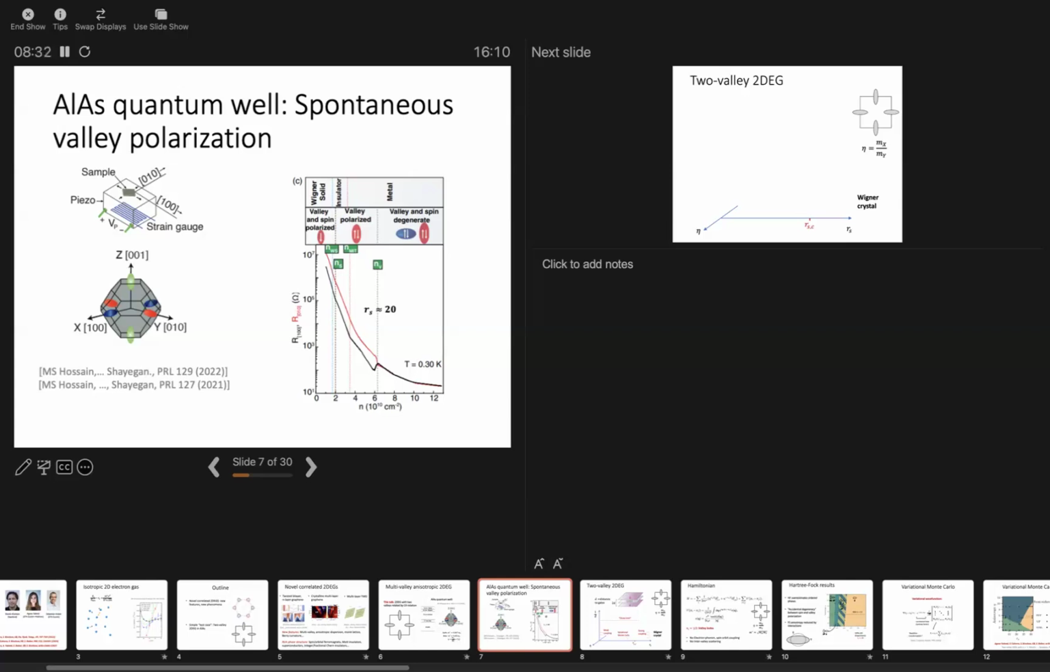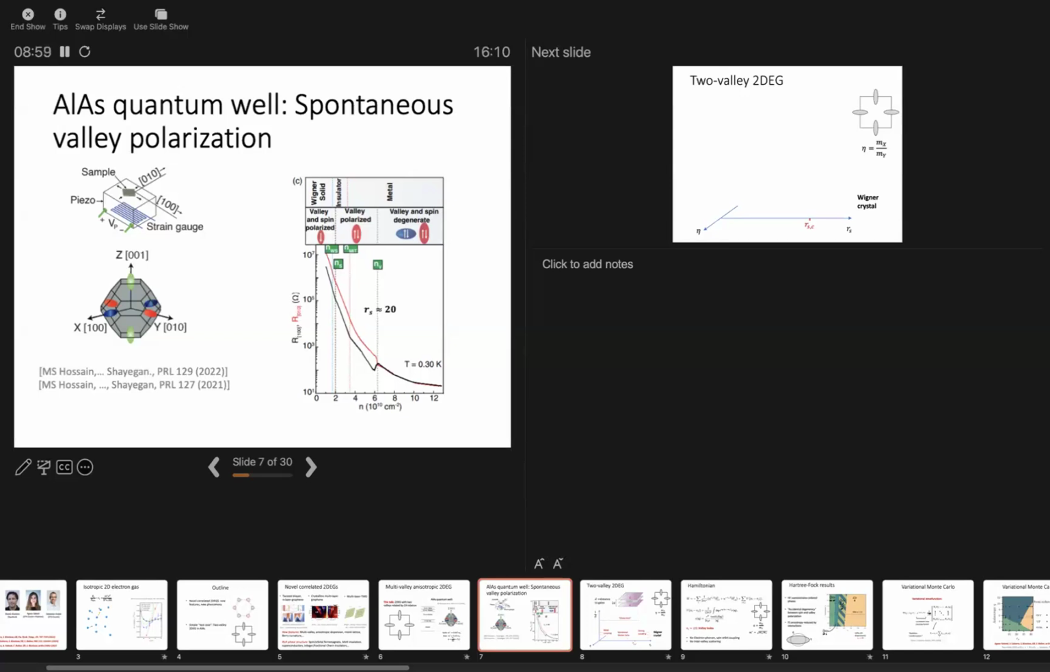Okay, and what's believed to happen here? What is the cause of this resistivity anisotropy? The interpretation is simply that the system valley polarizes. So instead of filling both of these two valleys symmetrically, beyond a certain density all the electrons just go to one valley. Okay, and why is that happening?